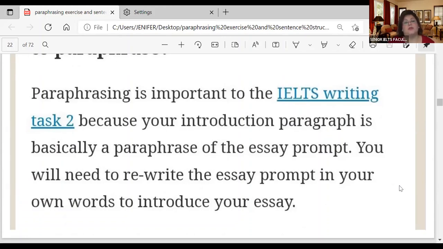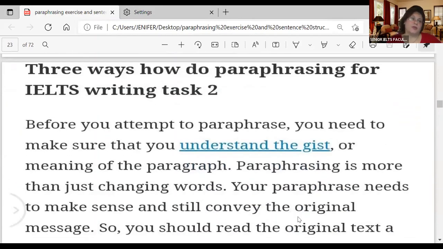Paraphrasing is important to the IELTS writing task 2. Also in task 1, you don't need that, but a little bit. You cannot keep on writing the same word again and again. You have to use synonyms. So why is it important? Because your introduction, first of all, a first impression is the last impression. The introduction paragraph is basically a paraphrase of the essay prompt, meaning you will be writing it from the question itself. You will need to rewrite the essay prompt, meaning the question, in your own words to introduce your essay. And right there you will also add the thesis statement.